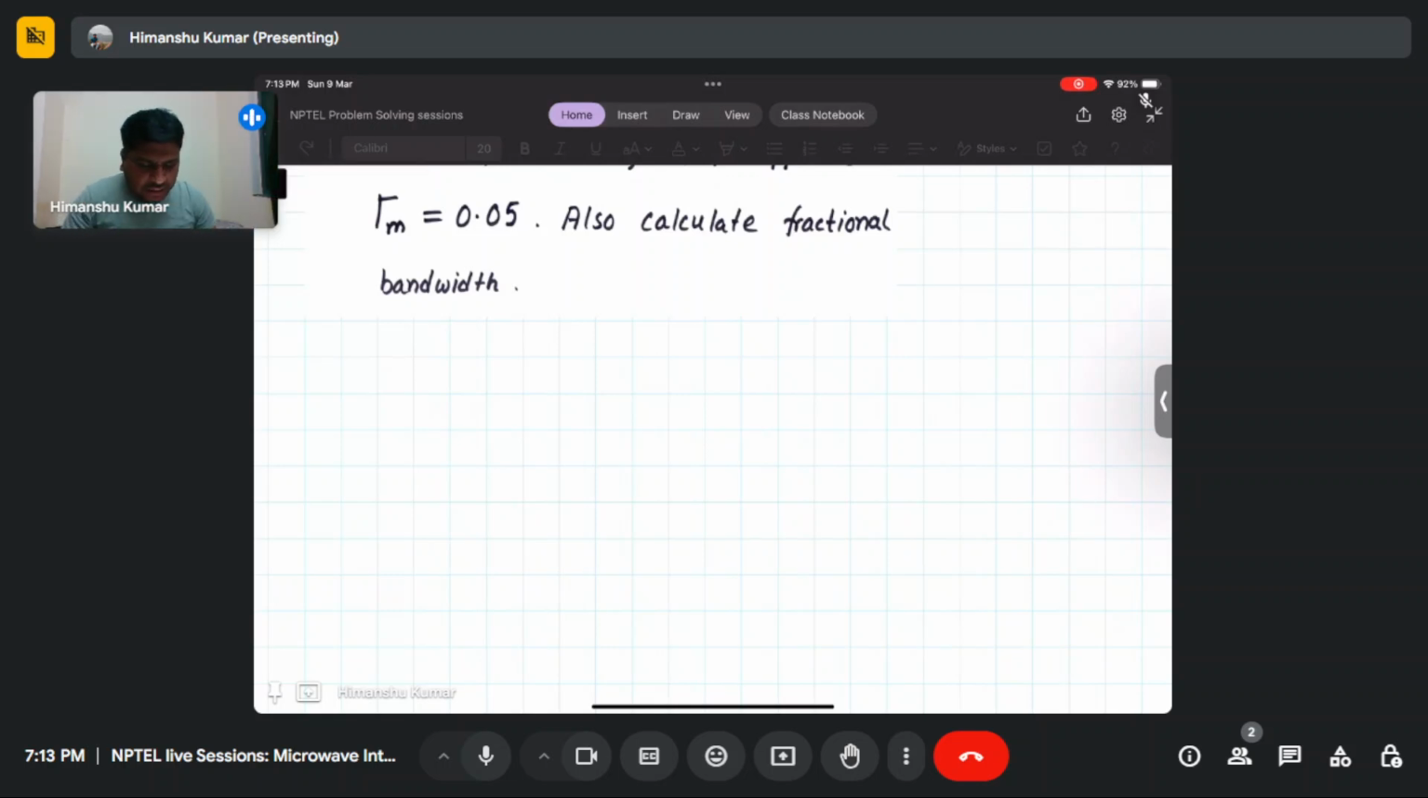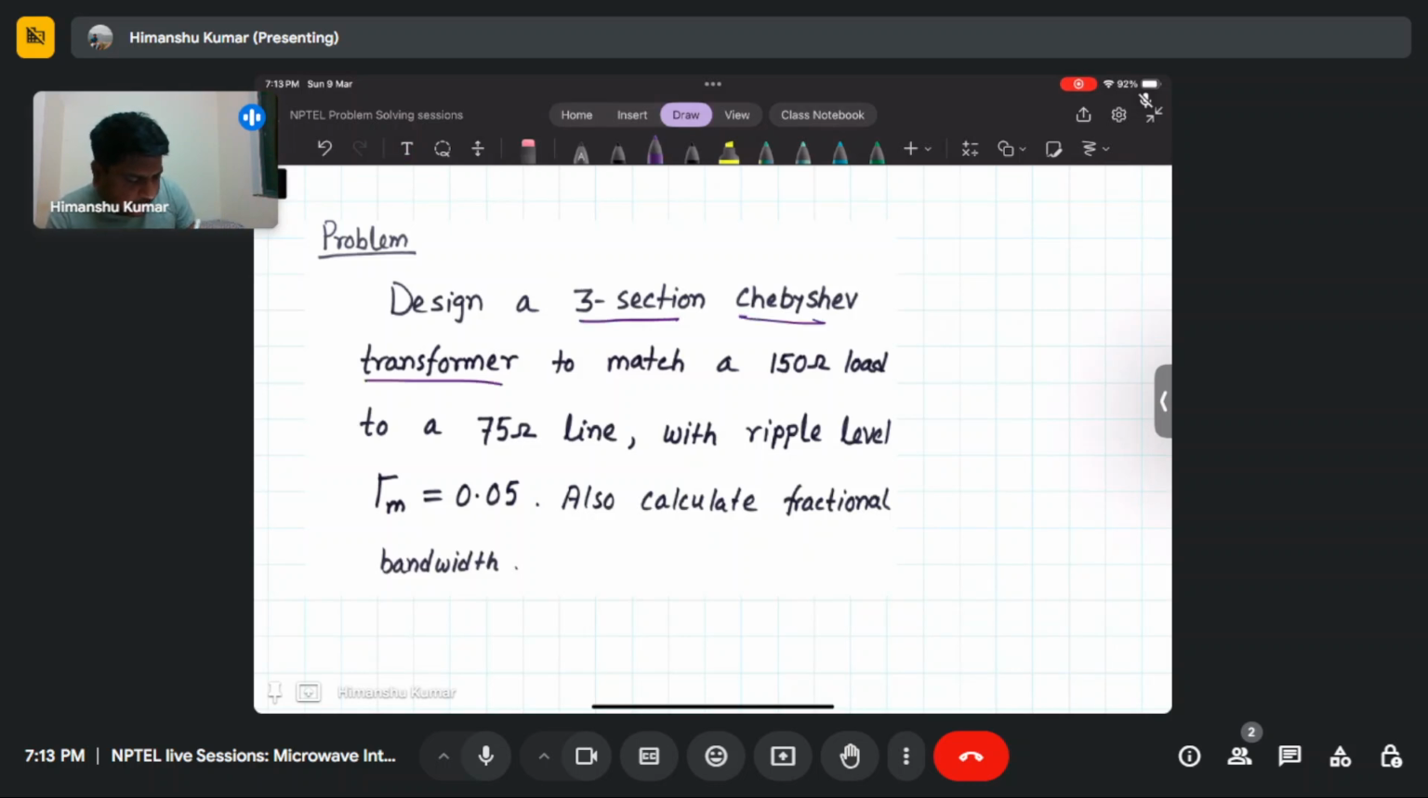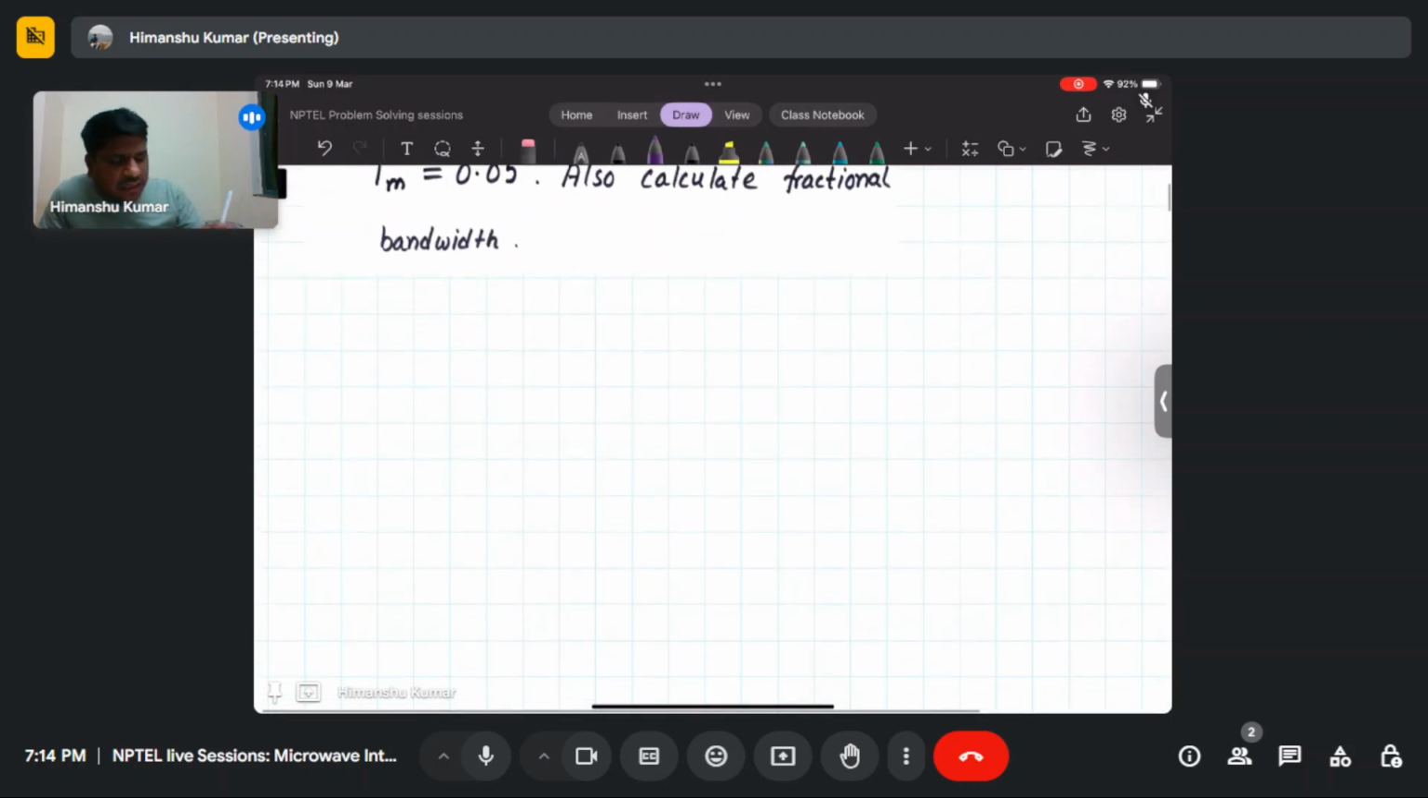In this basically one problem, we need to design a three section Chebyshev transformer to match a 150 ohm load to a 75 ohm transmission line. So basically, you need to design, let's say these are three lines. You need to design a three section line which matches to this load.